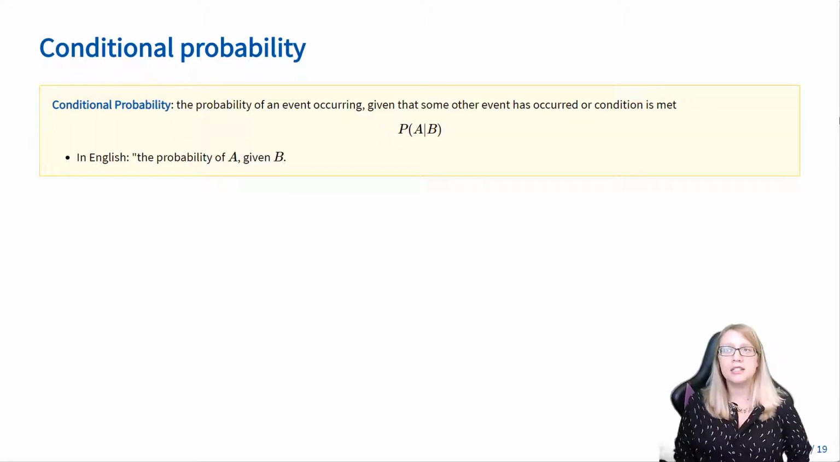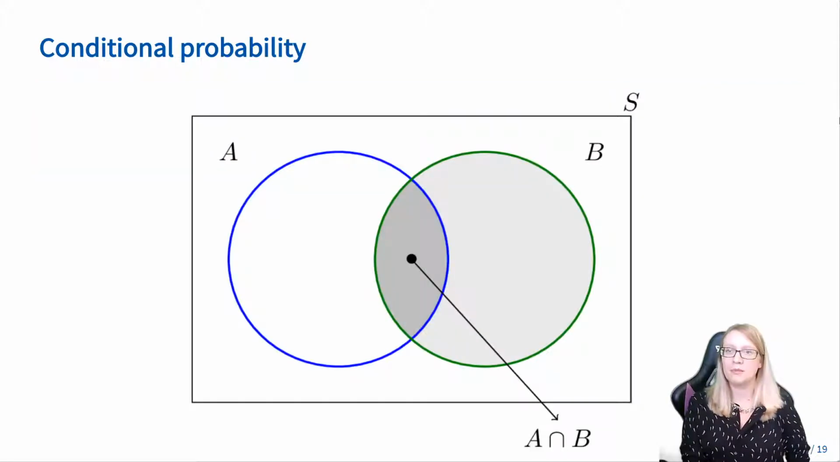So let's start with the definition of conditional probability. Conditional probability is the probability that an event occurs given that some other event has already occurred. So we say this as the probability of A given B. In probability notation, we write this as the probability of A with a vertical bar, then B. What comes after that vertical bar is what's given. That's the condition that has been met.